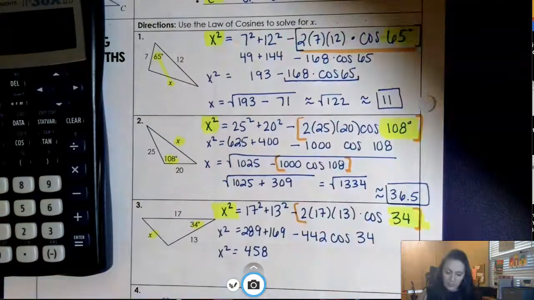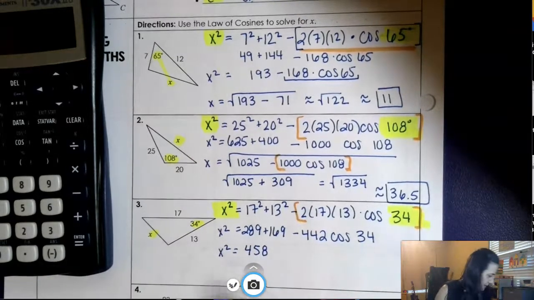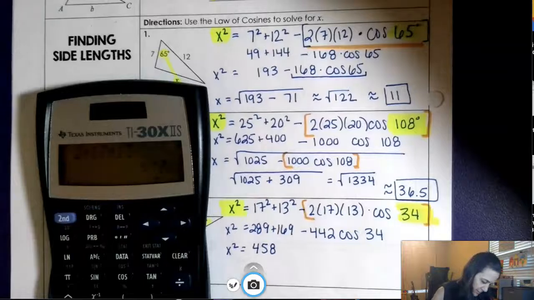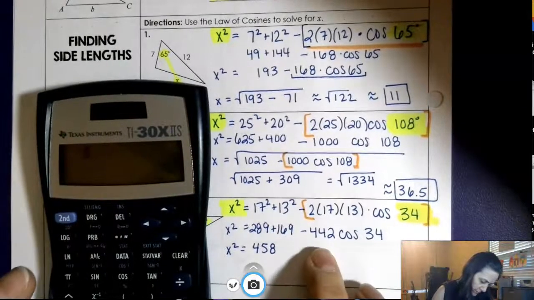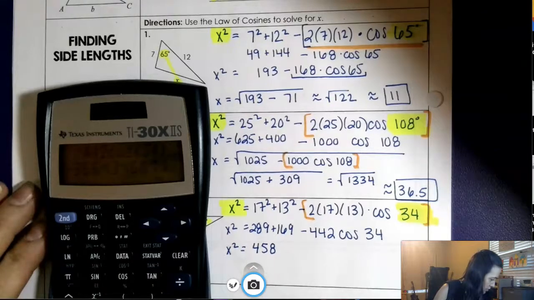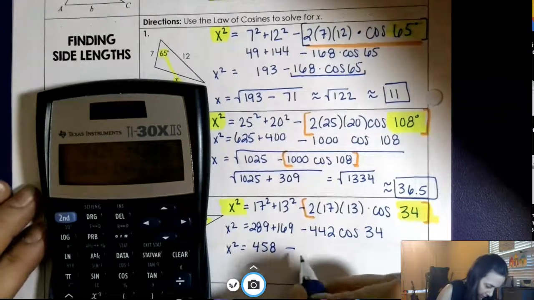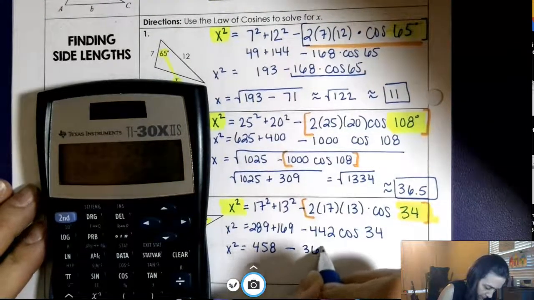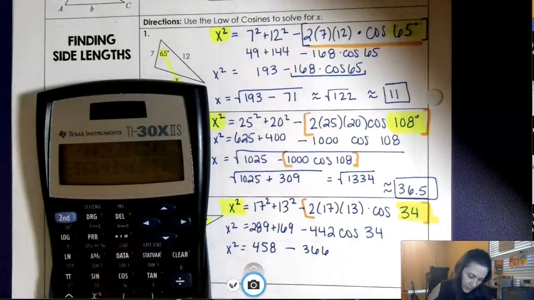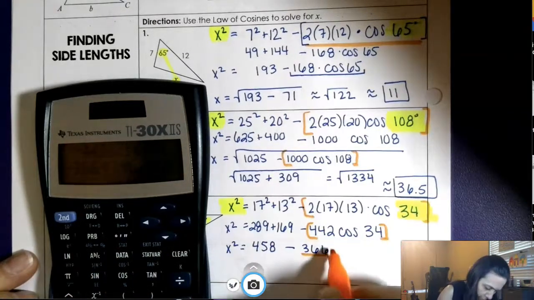Okay, so here, I haven't finished it yet, but here is my work to this point. Squaring those, adding them together, minus. I'm going to go ahead and do minus cosine 34, and I get negative 366 about. Is that right? So again, this piece right here is what I get right here.